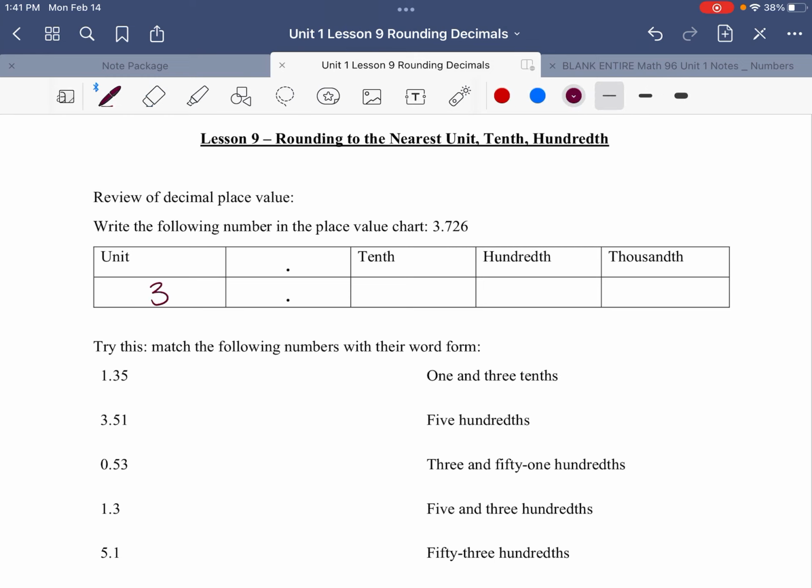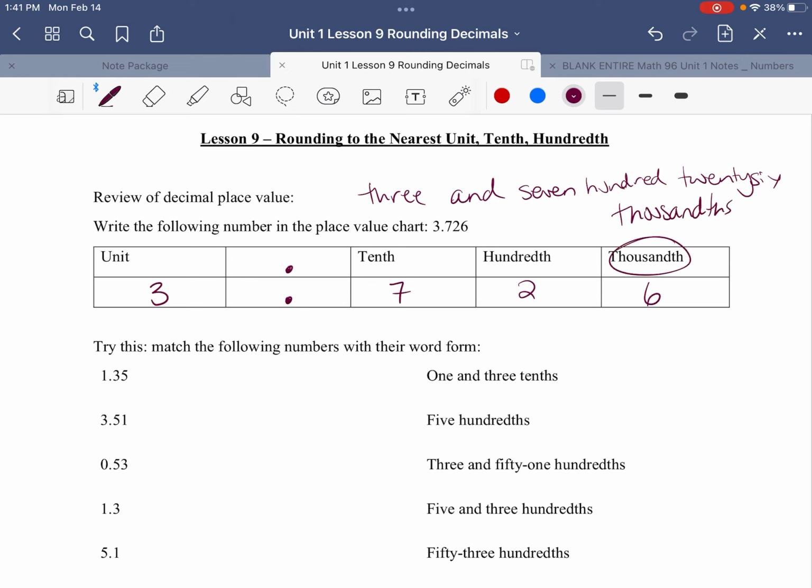We have 3.726, is how we typically say it. Well, when we're actually using numbers, we can describe what we have here. So instead of 3.726, you could say we have 3 and 726 thousandths. Our last spot here is the thousandths, so we have 726 thousandths.